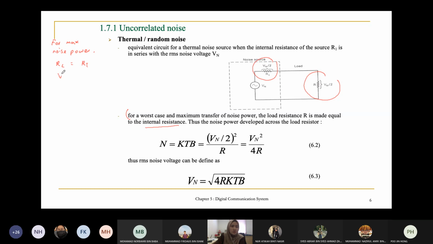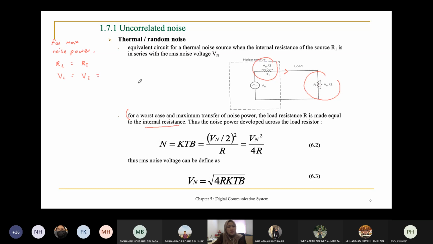So VL is equal to Vi. Why is VL equal to Vi? Because the current is the same. That's why VL is equal to Vi. This is a series circuit, so the current flow is the same. The current that flows through Ri is the same as the current that flows through RL. So VL equals Vi.